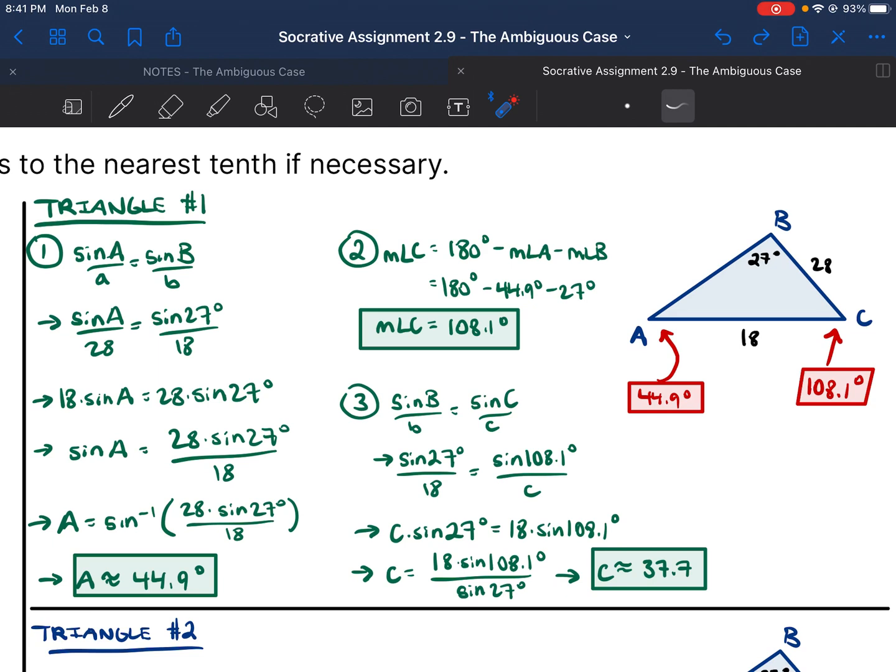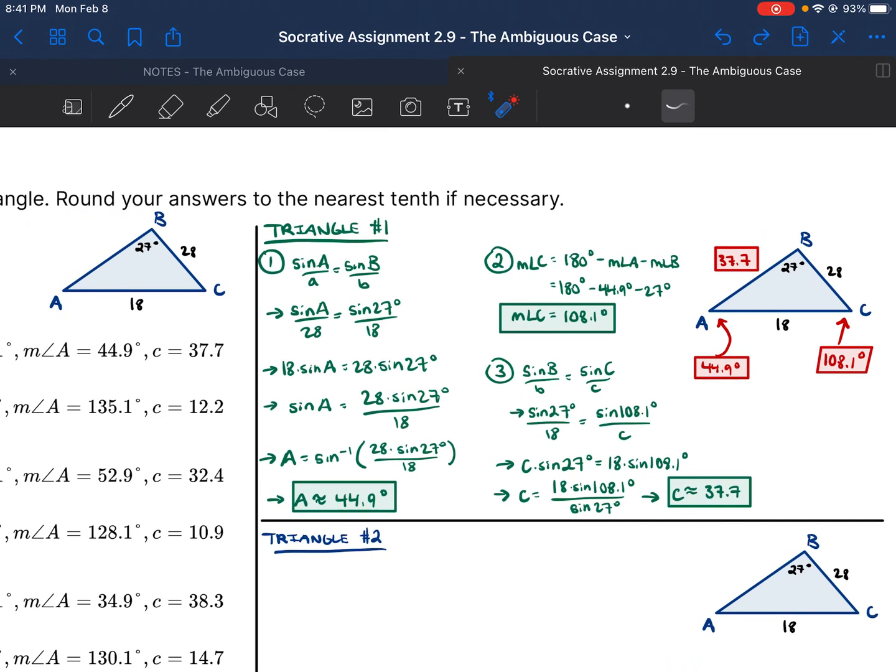I personally decided to set it up as sine of angle B over B equals sine of angle C over C. Plug in the pieces, cross multiply, isolate for C, and we get that C is equal to 37.7. Okay, so that gives us our first triangle solution, but we know that there's going to be two triangle solutions, two possible triangles that meet these given measurements.